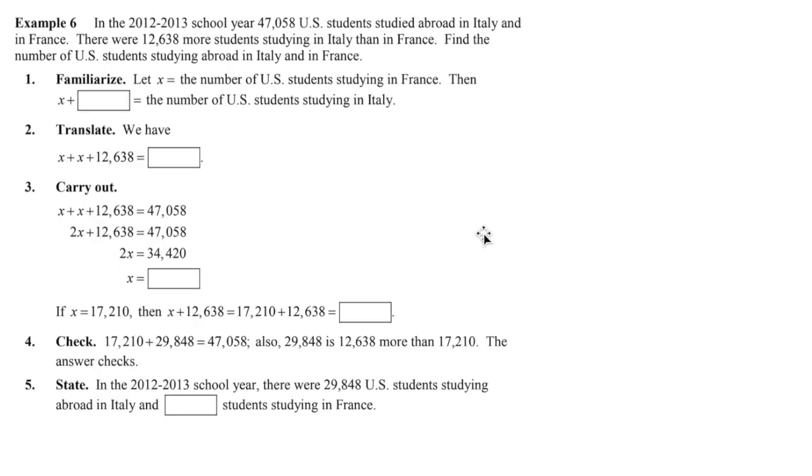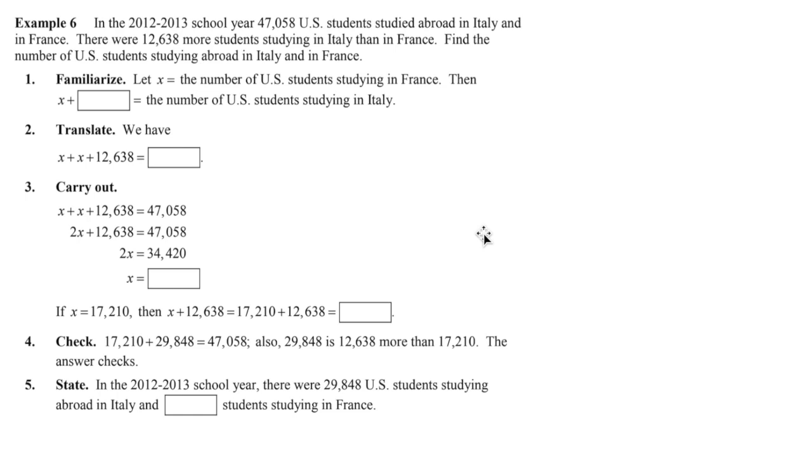In the 2012-13 school year, 47,058 U.S. students studied abroad in Italy and in France. There were 12,638 more students studying in Italy than in France. Find the number of U.S. students studying abroad in Italy and in France.